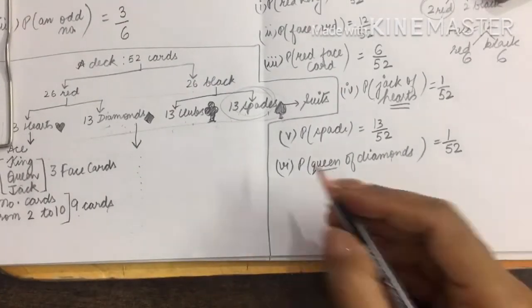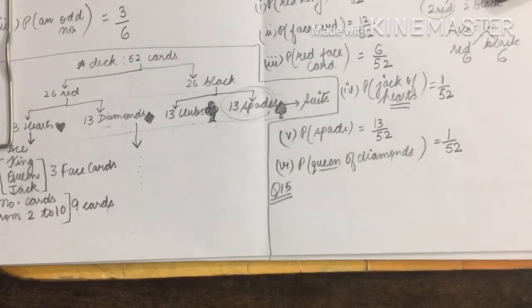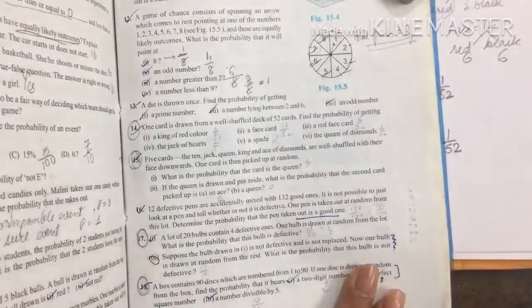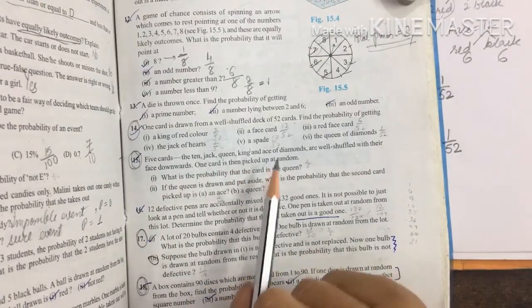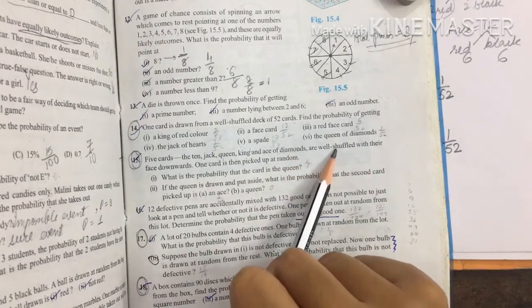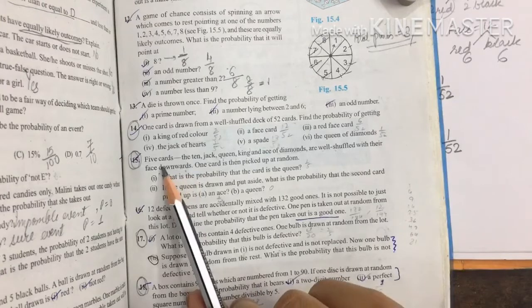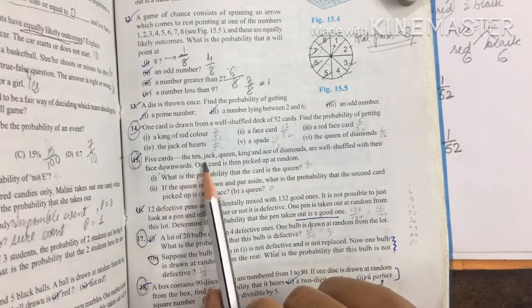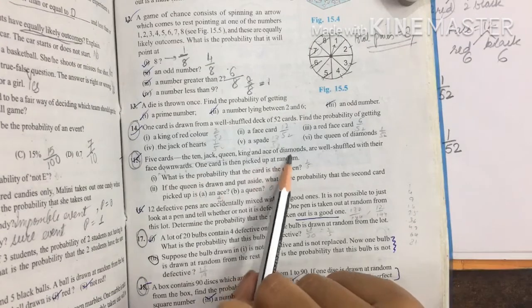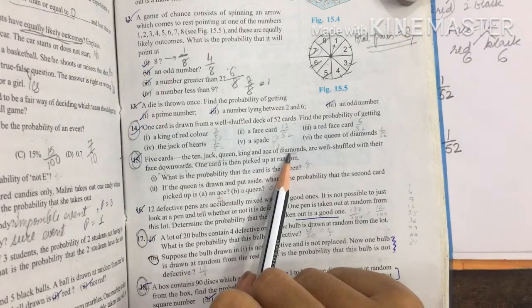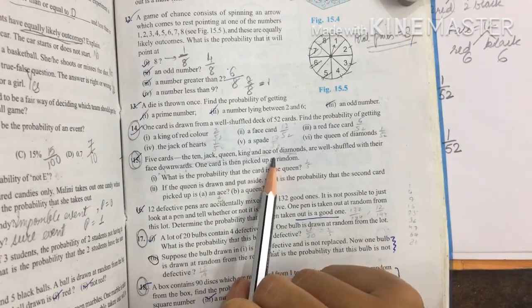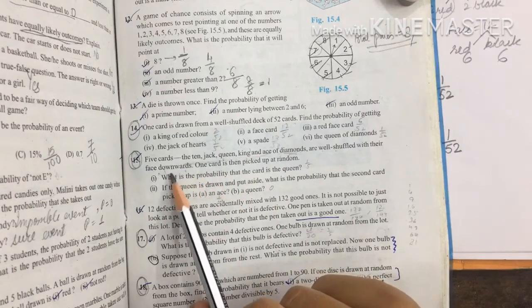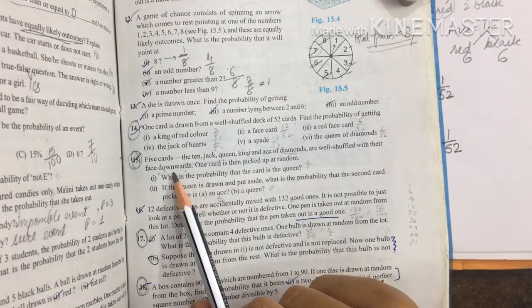Question number 15 is also based on the same concept, the cards. Let's take a look. Question 15: 5 cards, the 10, jack, queen, king and ace of diamonds are well shuffled with their face downwards. They are not taking the complete deck, only these 5 cards, all of the diamonds suit. So we don't have hearts, spades or clubs. They are well shuffled and put face down, so you cannot tell which card is placed where.